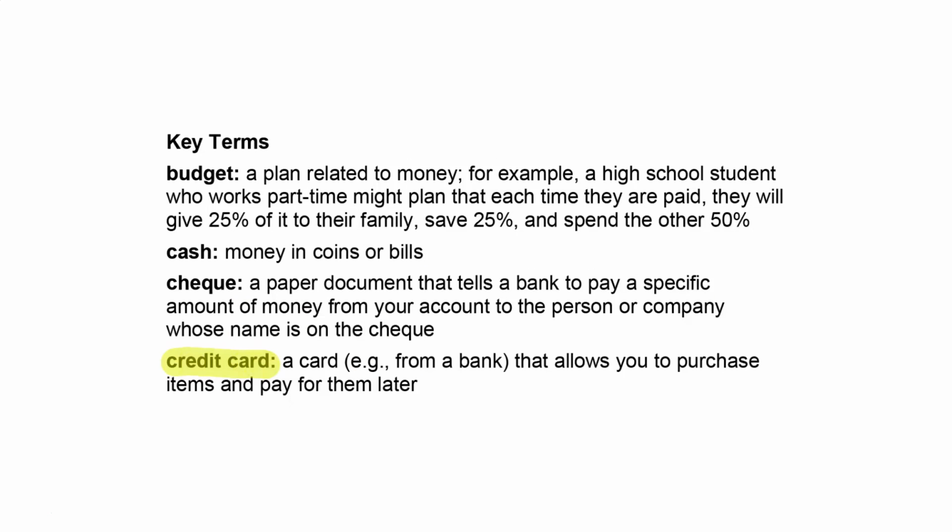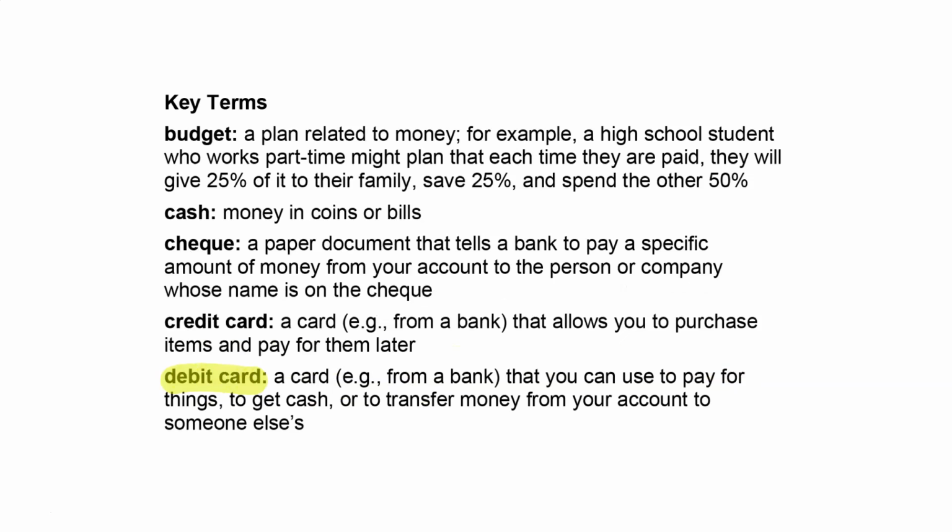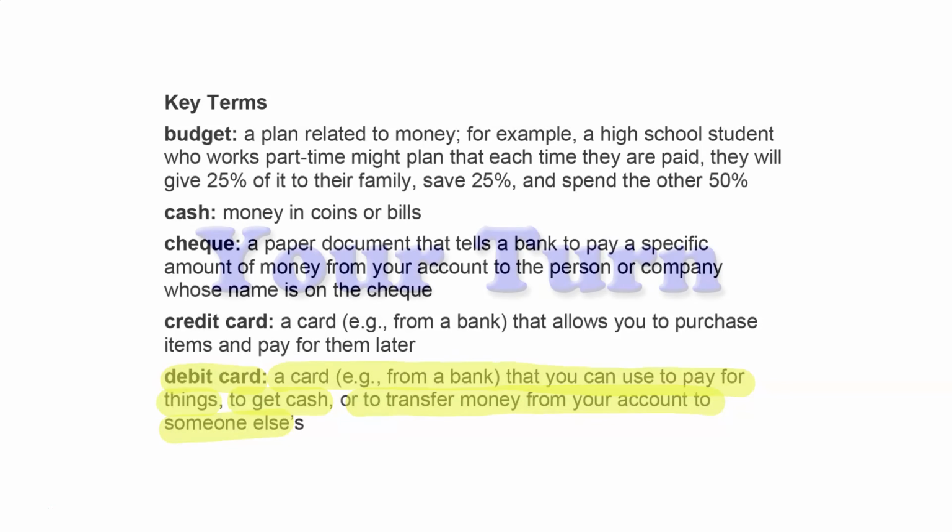A credit card is a card, typically from a bank, that allows you to purchase items and pay for them later. A debit card is a card, again typically from a bank, that you can use to pay for things, to get cash, or to transfer money from your account to someone else's. Your turn.